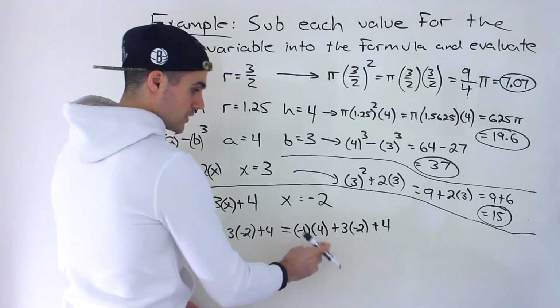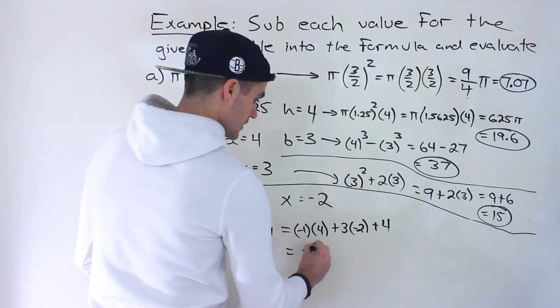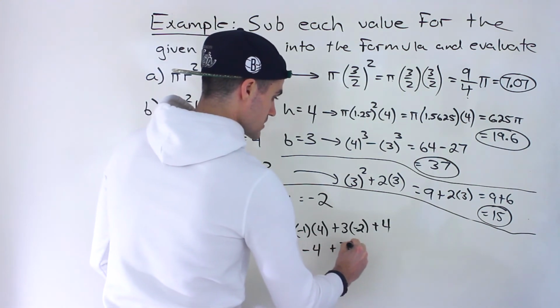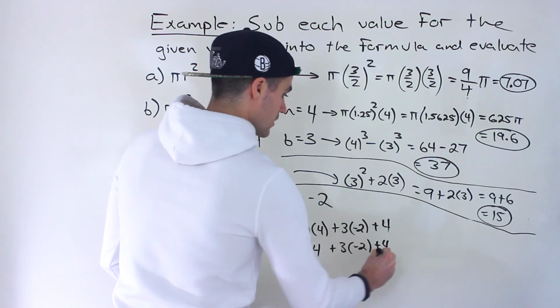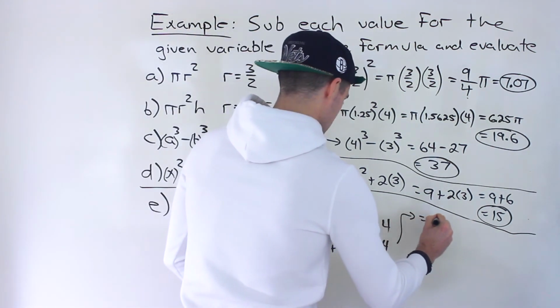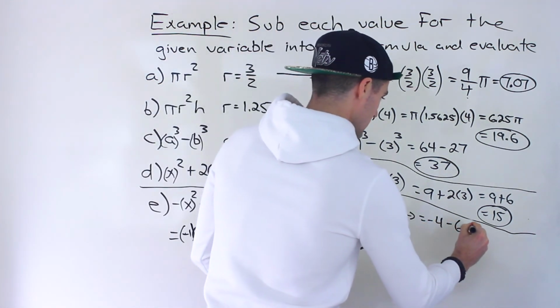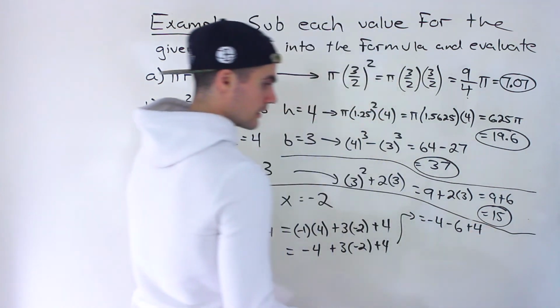Right, and then we can do the multiplication. So let's multiply these two first. -1 times 4 gives us -4 plus 3 times -2 plus 4. And then we can multiply these two. So we'd end up with -4. 3 times -2 gives us -6. And then we have plus 4, like that.